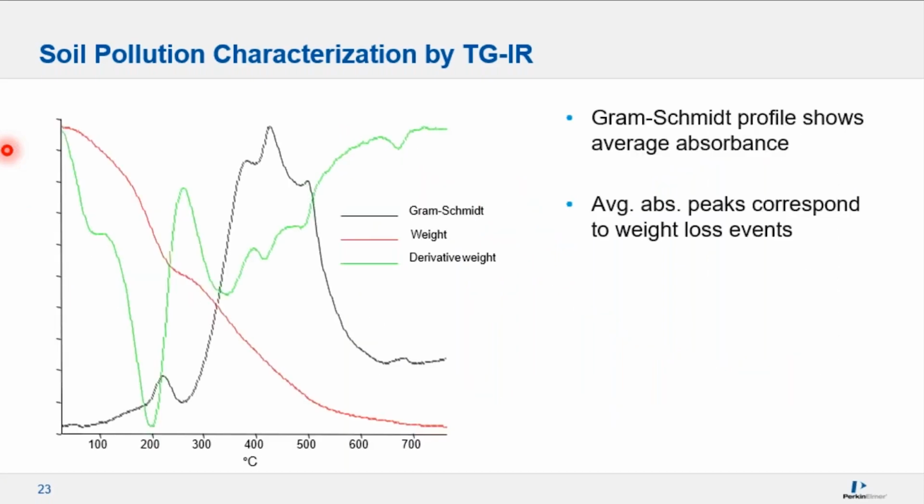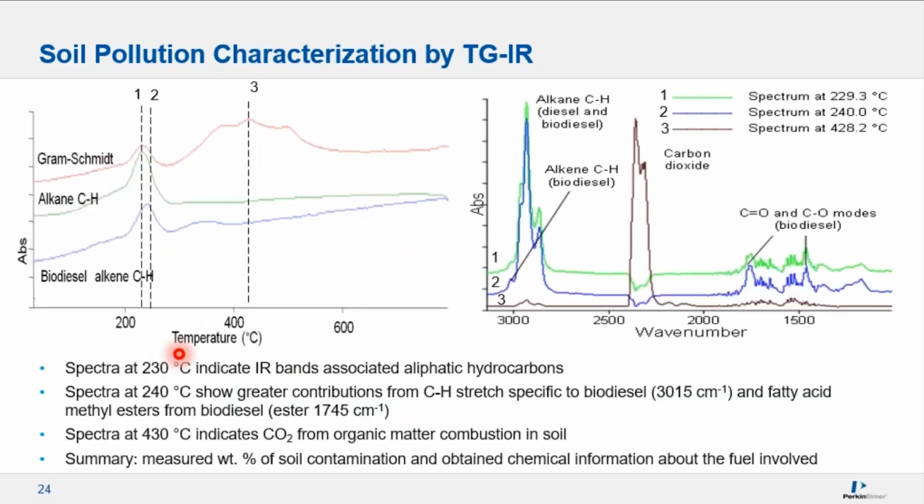Okay, so this plot shows our weight loss curve in red, overlaid with the Gram-Schmidt plot. So this is the spectral response. So we can see peaks in the average intensity of the FTIR spectra as we're going through these different weight loss events. So we're going to take a few snapshots over time at specific temperatures, and then look at the FTIR spectra. So on this plot, we have the Gram-Schmidt plot. So this is the average spectral intensity through time or through temperature.